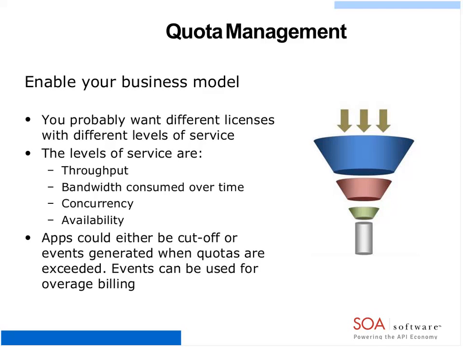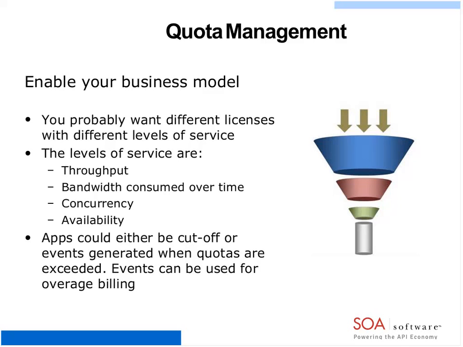I spoke previously about the levels of service being things like throughput, the bandwidth consumed over time, concurrency, and availability. You might have policies, for example, that say the gold level license allows you to have 1 megabit per second of traffic, or 10 gigabytes a month, or 10 concurrent connections, or potentially 1,000 transactions per second.